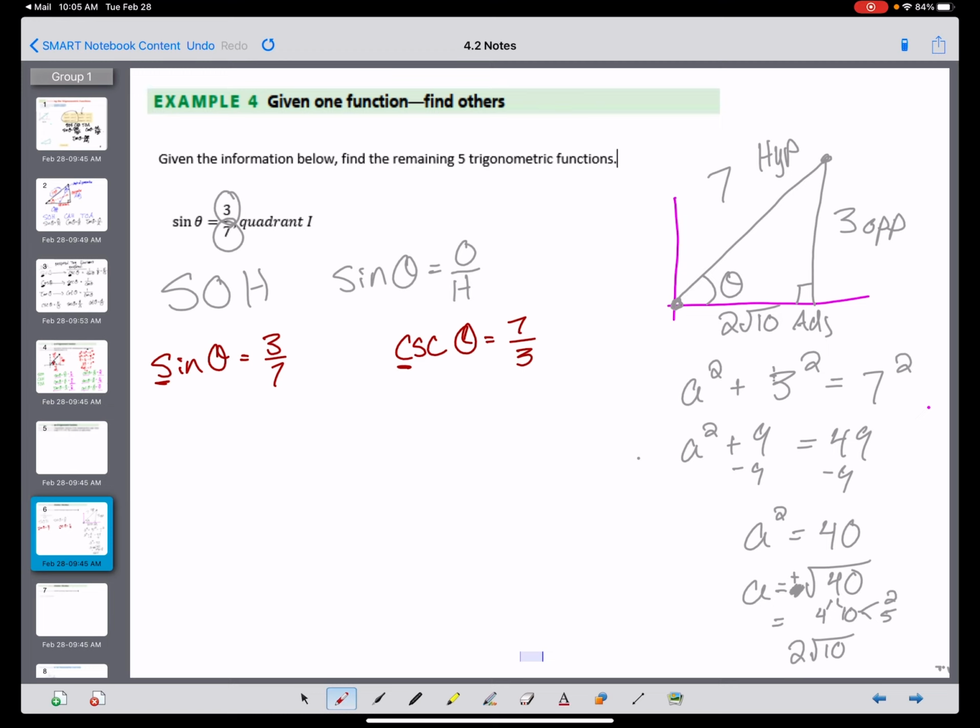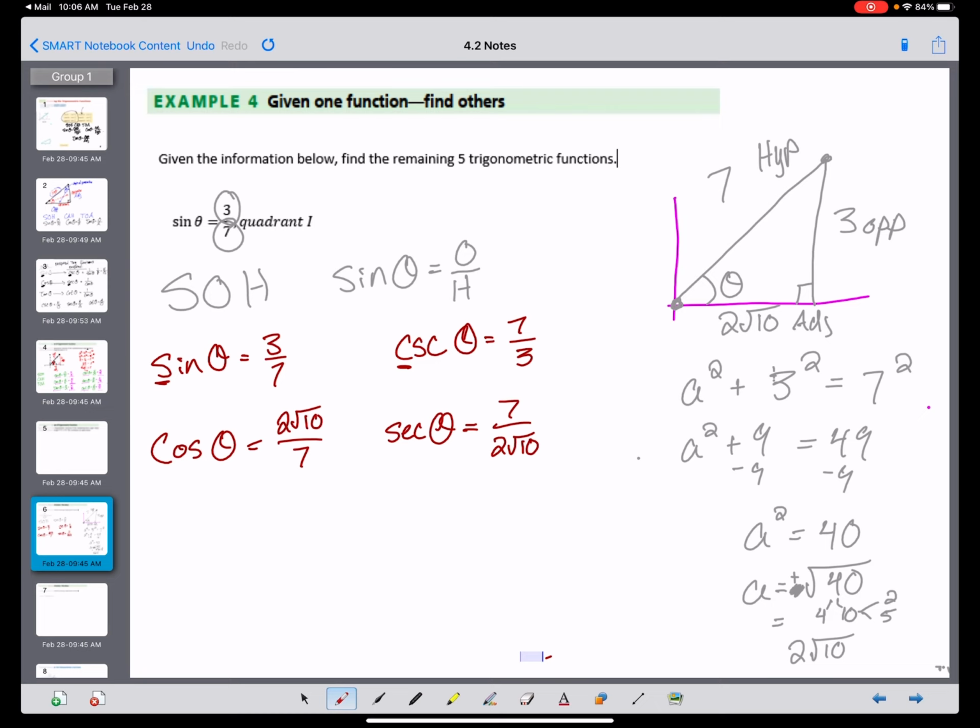Next thing, cosine. Some old hippie caught another hippie. Cosine is adjacent over hypotenuse. So the adjacent here is 2 square root of 10. The hypotenuse is 7. For the reciprocal, the secant, you just flip it: 7/2 square root of 10.